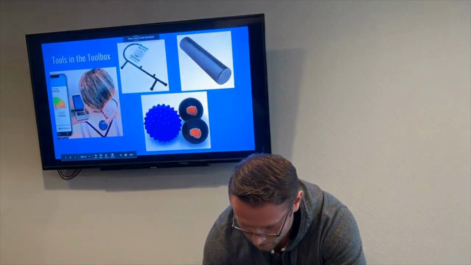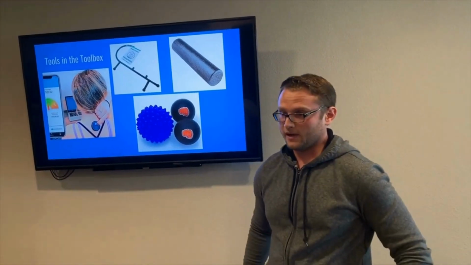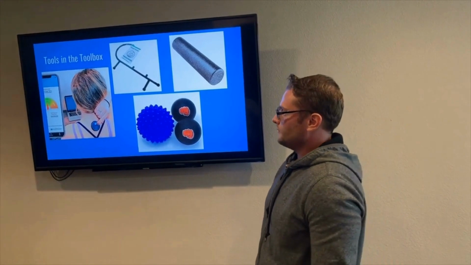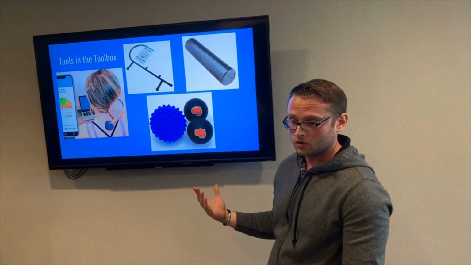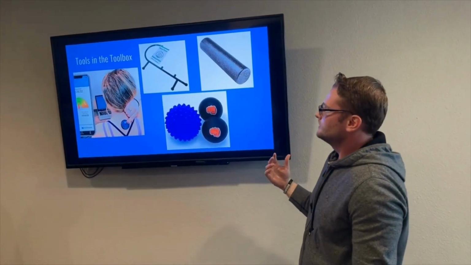Okay. Tools in the toolbox. What can you do at home right off the bat? What sort of things should you have? Because there's a lot of advertisements on important things to have. I would say a roller is for sure. Everyone should have a roller. You can use it for a lot of things, not just for your shoulders, for your legs too.